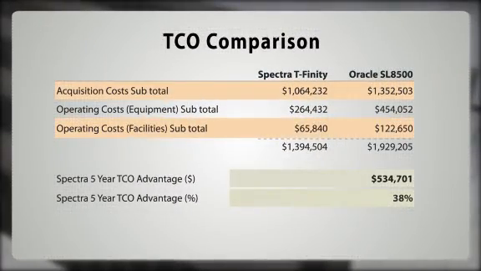In fact, t-finity saves customers up to 30% on initial capital investments and 15 to 20% on annual recurring operational expenses. And as if that efficiency factor isn't enough, t-finity consumes up to 50% less power than its nearest rivals.